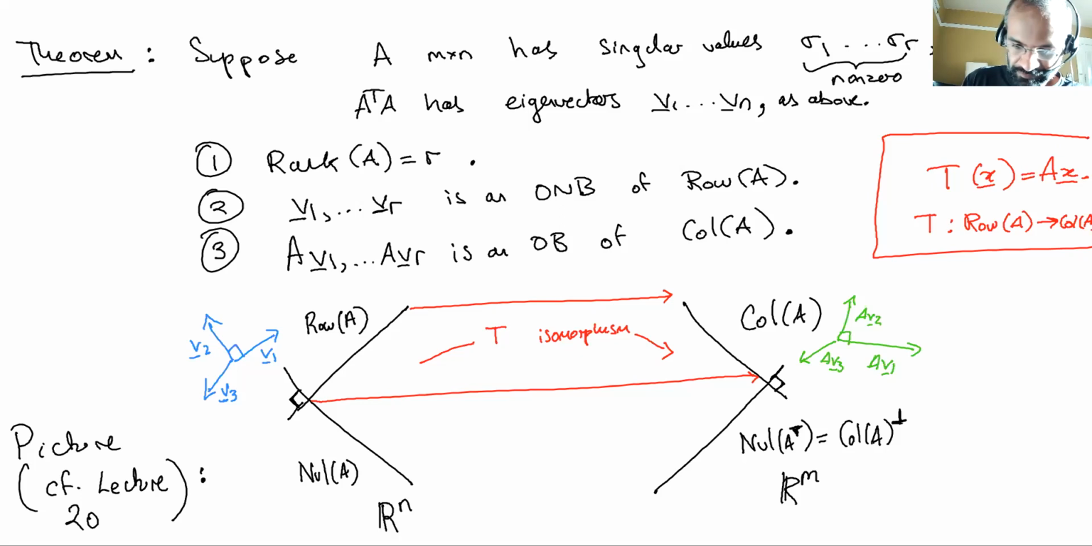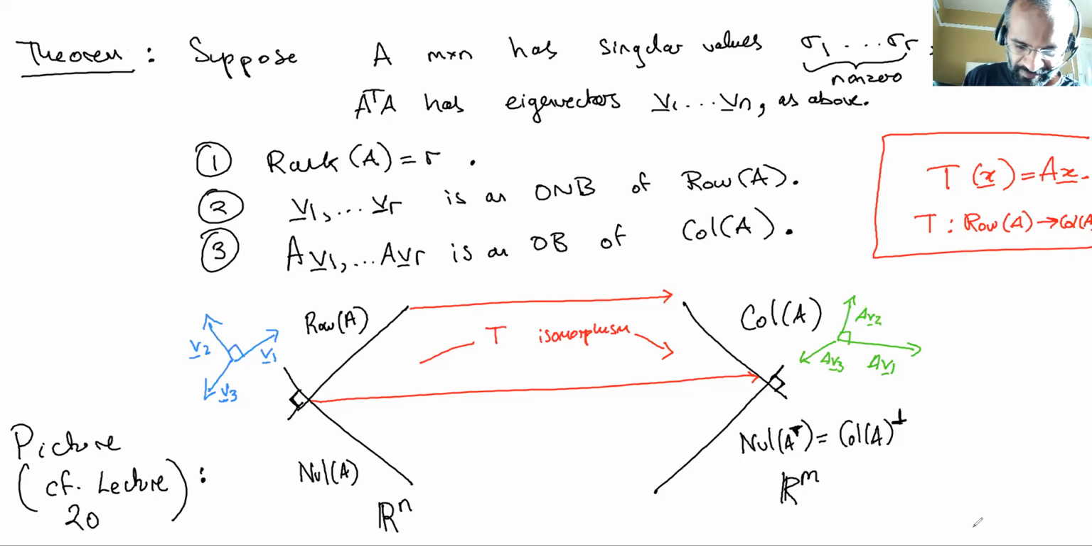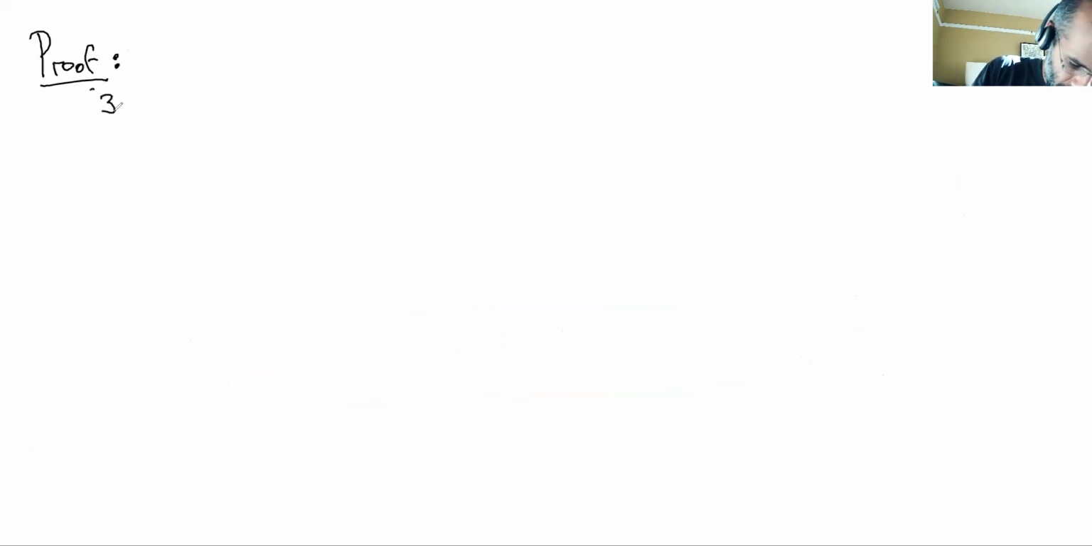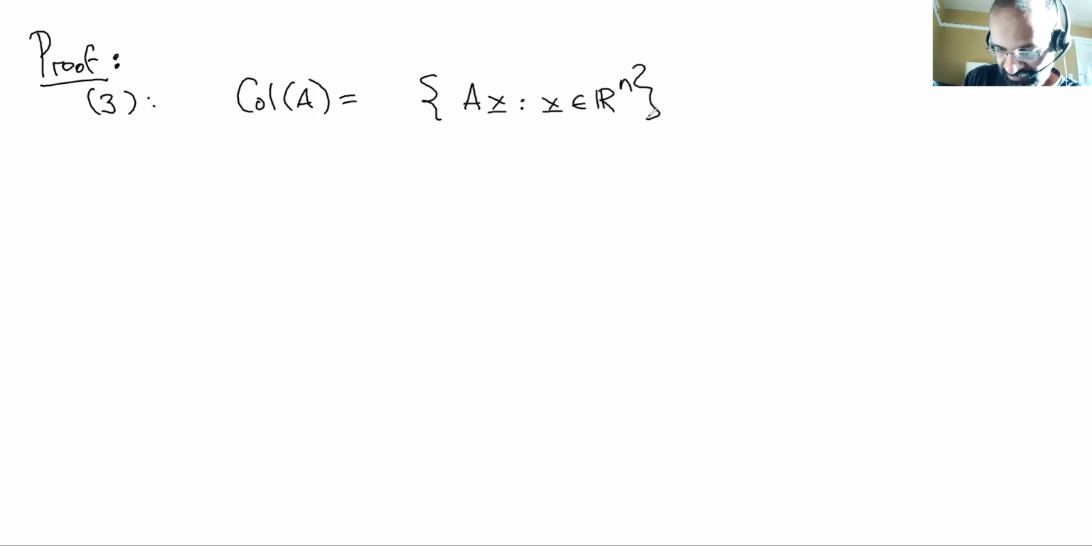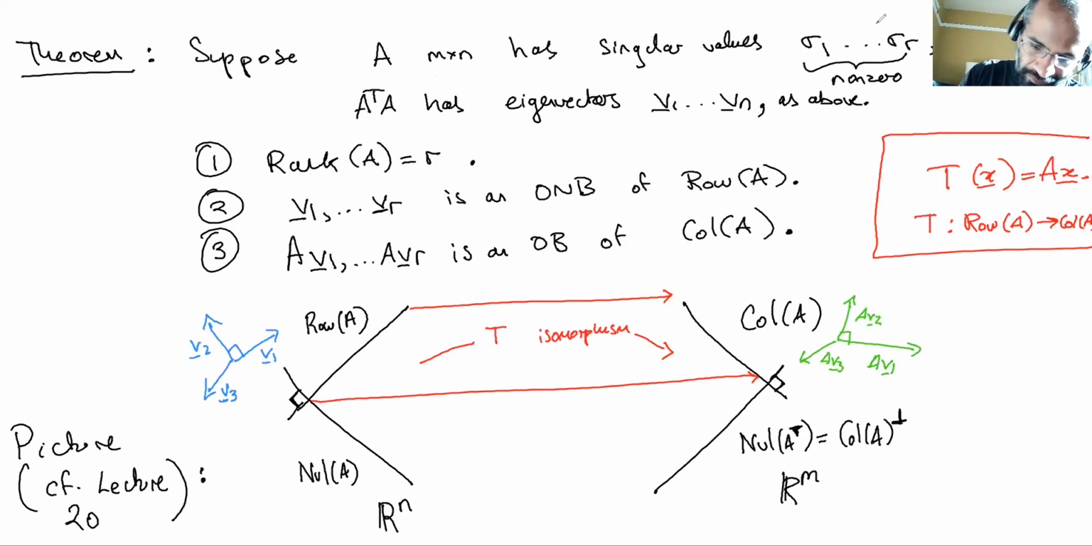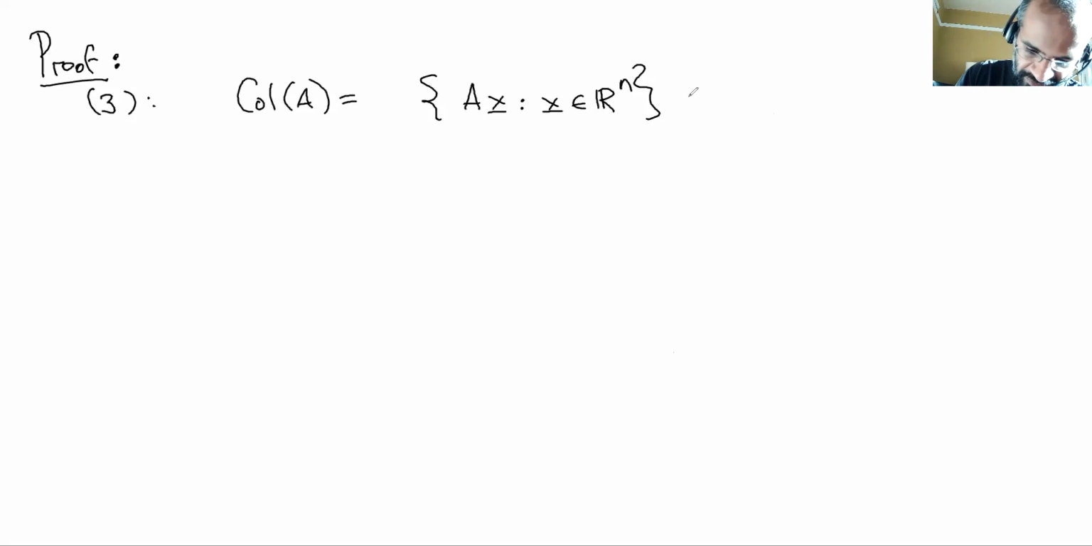Okay, so let me give you a proof of this. I'm going to actually prove these statements in reverse order. So I'm going to start with item 3. Well, the column space of A is the set of Ax so that x is in Rn. That's the definition. But since v1 through vn is an orthonormal basis of Rn, this is just the span of Av1, Av2, all the way to Avr, Avr+1, up to Avn.